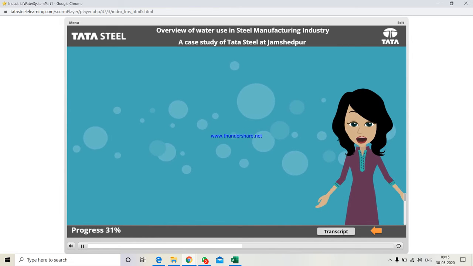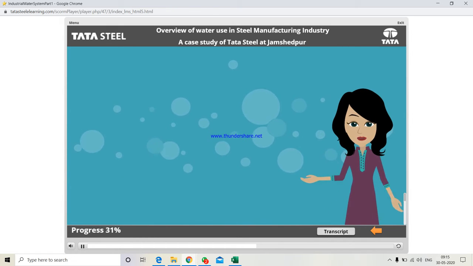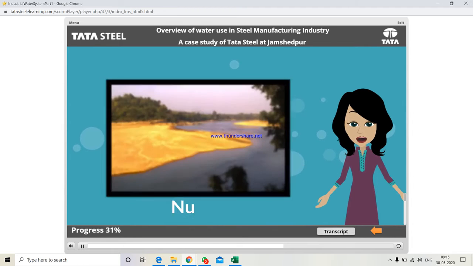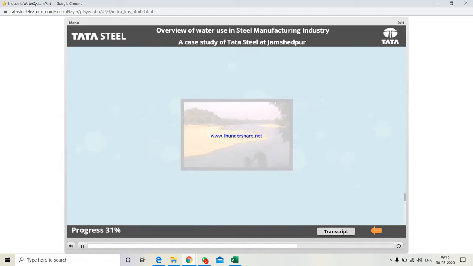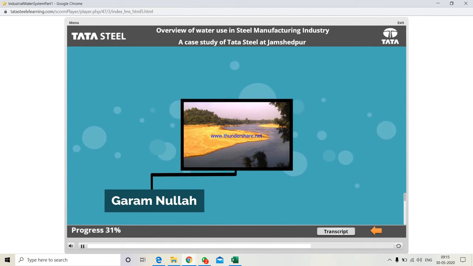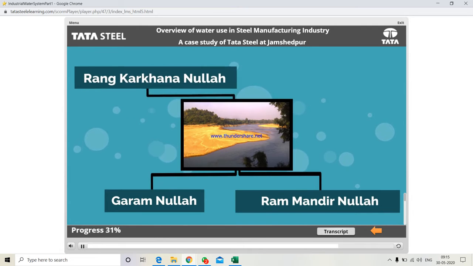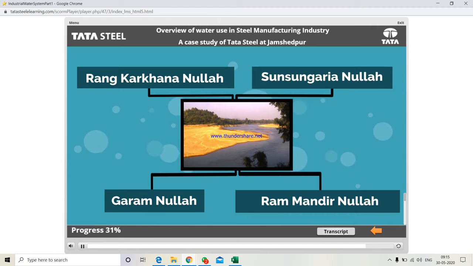In early days, having taken water from 2 rivers for cooling need of Tata Steel works, it was drained through 4 nalas: Garam Nala, Ram Mandir Nala, Rang Karkhana Nala, and Sunsungaria Nala.